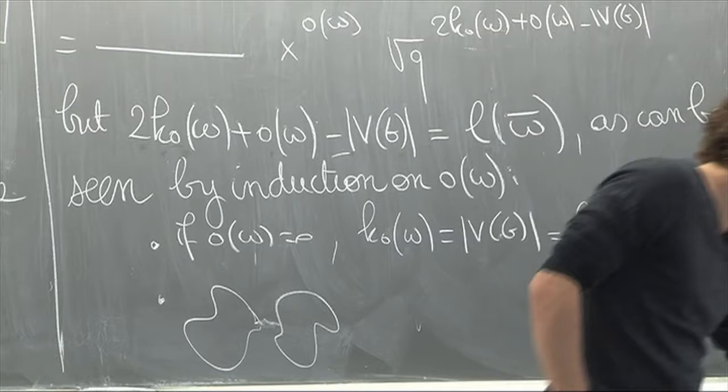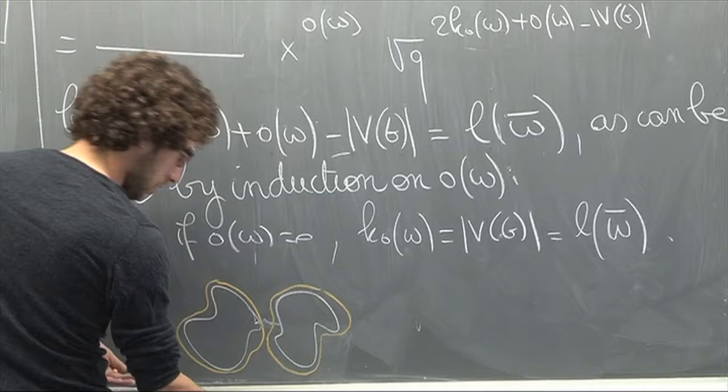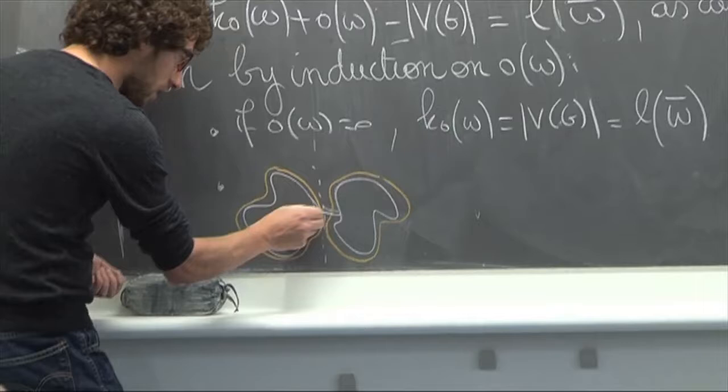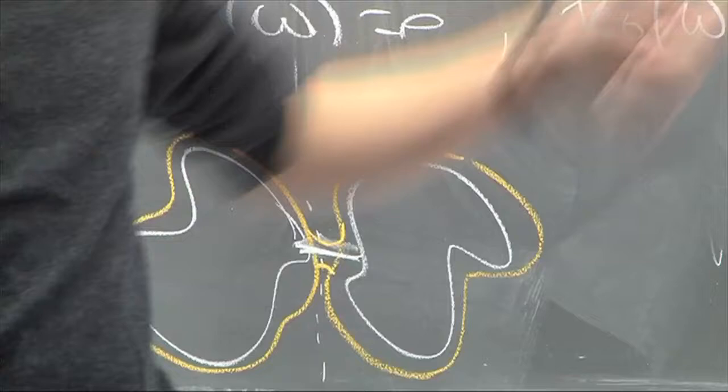One going around like that and one going around like that. And they were separated by the dual cluster that was going like that. If I open this guy, I join the two loops, and I get only one. So this thing indeed decreases by one.